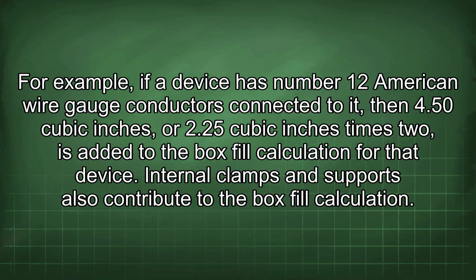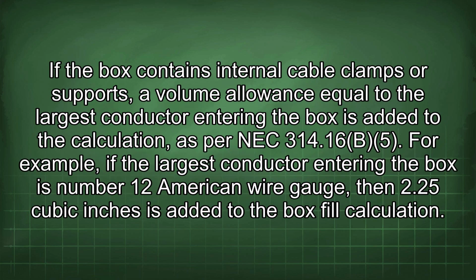Internal clamps and supports also contribute to the box fill calculation. If the box contains internal cable clamps or supports, a volume allowance equal to the largest conductor entering the box is added to the calculation, as per NEC 314.16(B)(5). For example, if the largest conductor entering the box is number 12 American wire gauge, then 2.25 cubic inches is added to the box fill calculation.